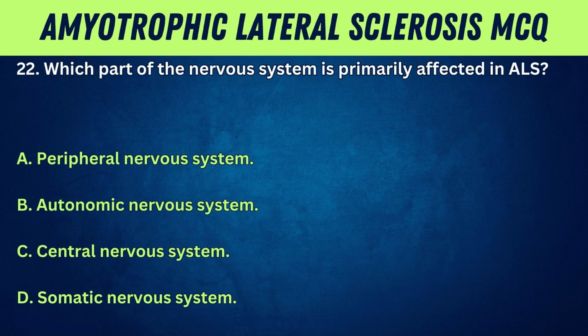22. Which part of the nervous system is primarily affected in ALS? A. Peripheral nervous system. B. Autonomic nervous system. C. Central nervous system.